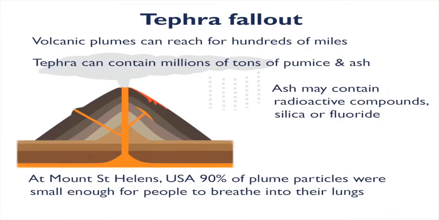Also, the thing to keep in mind about this tephra is that it's very fine particles. So, for example, in the Mount St. Helens eruption in the United States, 90% of plume particles were small enough for people to breathe deep into their lungs. Now there's a fine line of what will actually stay in your lung when you breathe in. If a particle is too big, it gets stuck in the back of your mouth and throat and you can cough it up, and it doesn't get down deep in the lungs because it's a little too big to do so.